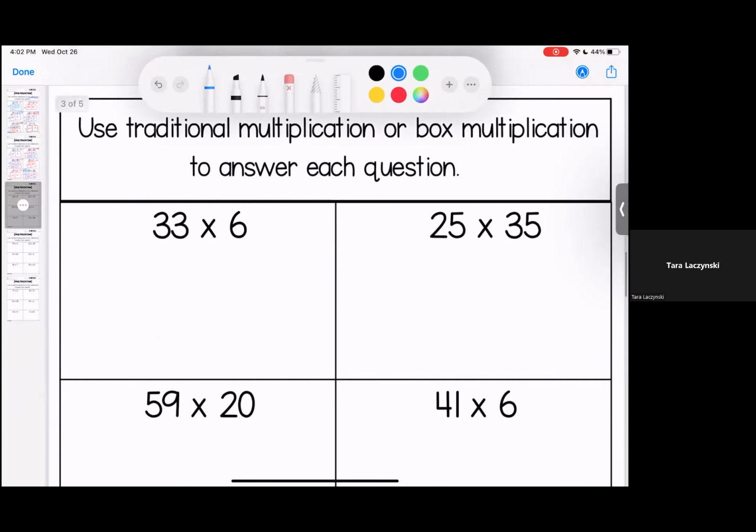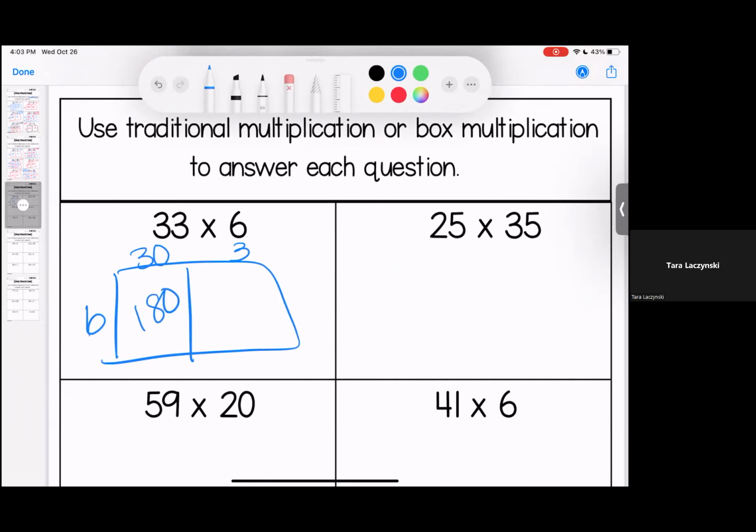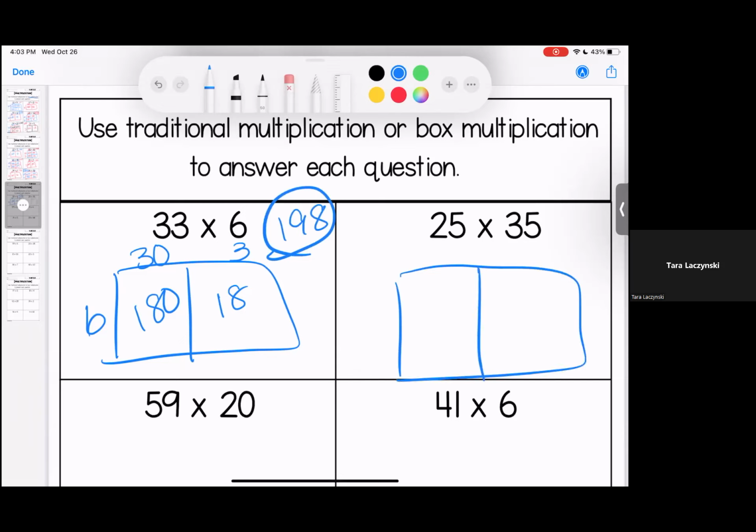If you're not ready, please go ahead and stop the video. Looking at 33 times 6. We split our 33 into 30 and 3, our 6 on the side. 6 times 3 is 18 with 1 0. 6 times 3 is 18. If we add up 180 plus 18, we get 198 for our answer.